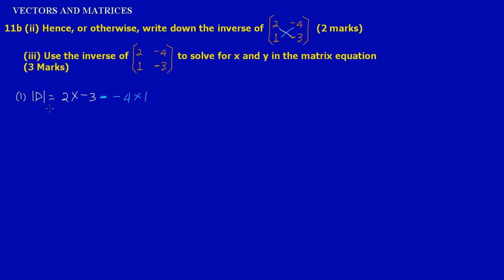Okay, and let's just quickly simplify that. So 2 times -3 will give me a -6. Now remember, when two negative signs clash, you'll get a positive. So that's 4 times 1, which will give me a 4. So here my determinant is equal to -2. Okay, that's my determinant. All right, now secondly, we'll have to find the adjoint of the matrix.